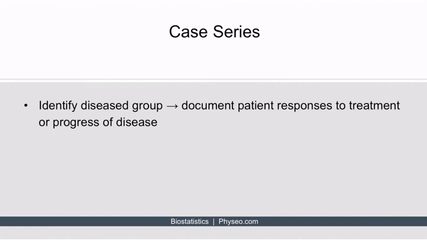Now, case series are really straightforward. You just simply find your disease group, and then you follow them over time, documenting any patient responses to treatment or progress of disease or just things that they experience. These are helpful for learning the natural history of a disease or disease treatment.